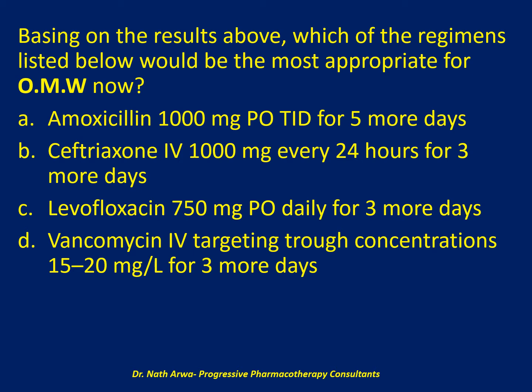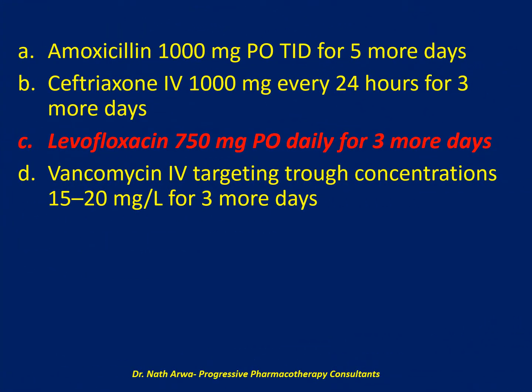Or would you treat him with IV vancomycin targeting trough concentrations of 15 to 20 milligrams per liter for 3 more days? I'll give you 10 seconds to choose the correct answer. I would settle for C and treat him with 750 milligrams of levofloxacin orally once daily for 3 more days.